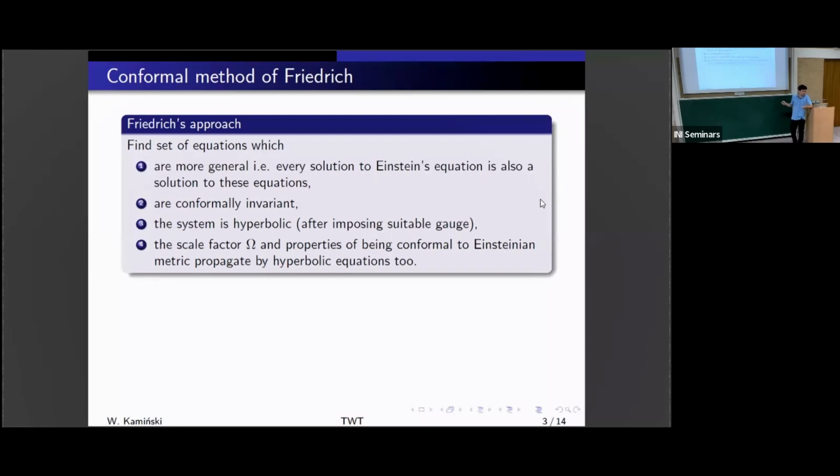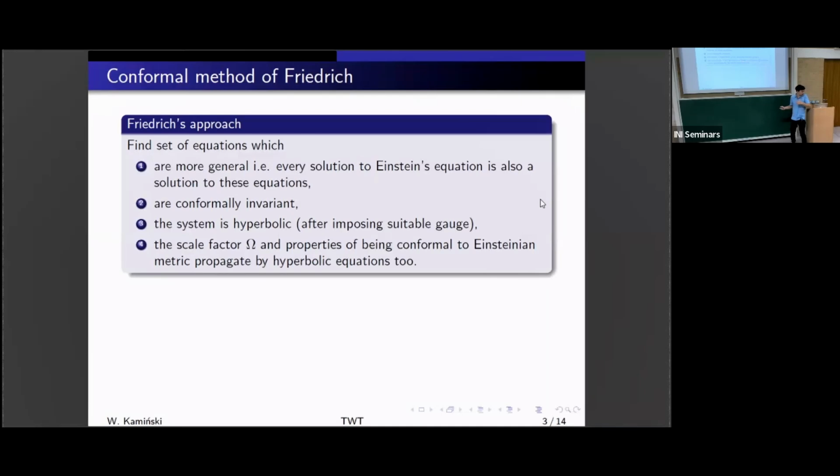Einstein equations are not hyperbolic by themselves, but they are hyperbolic, for example, in harmonic gauge. Here we also need to impose a gauge, but this gauge needs to be more, because not only do diffeomorphisms need to be gauge fixed, but we also need to impose some condition on the scale. Additionally, we want the scale factor to be propagated, so once we know it on the initial surface, we can propagate it into the future. And maybe it's a bit vague, but this includes the property of being an Einstein metric.